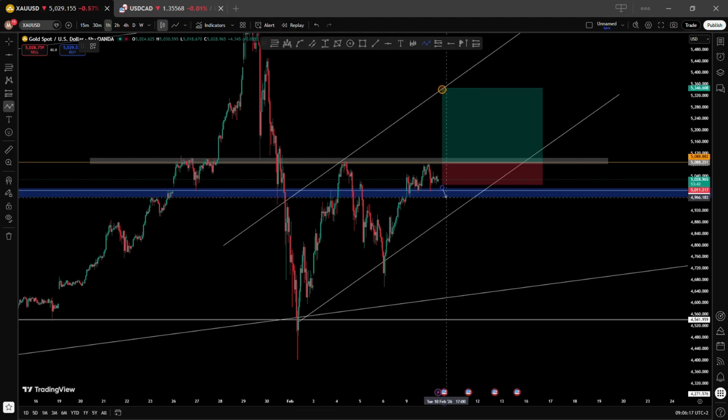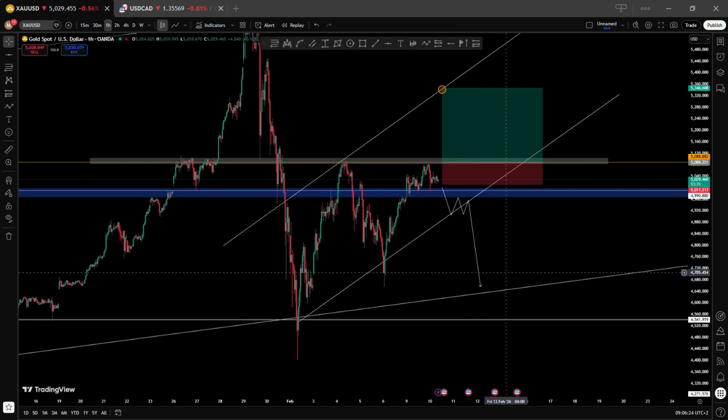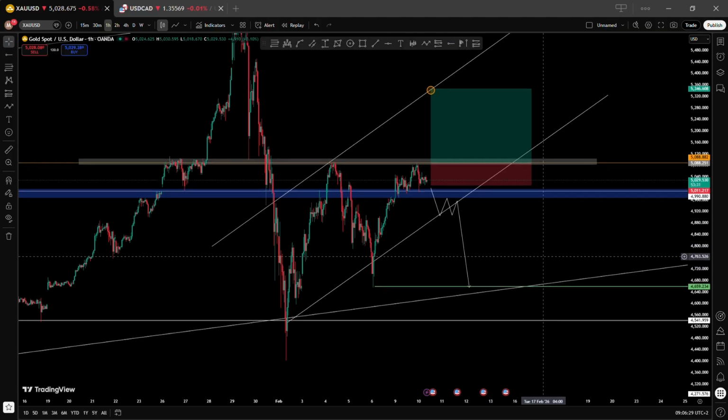Should the market also break below our zone, we can as well look for sales once we have the retest on the trend line, with around this level being our exit plan, around this level for sales. This is my analysis for gold.